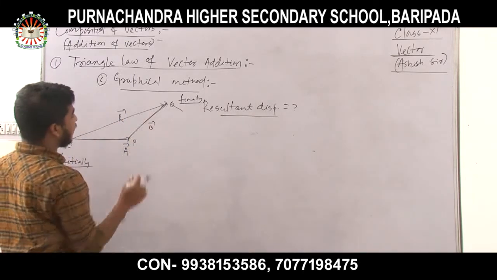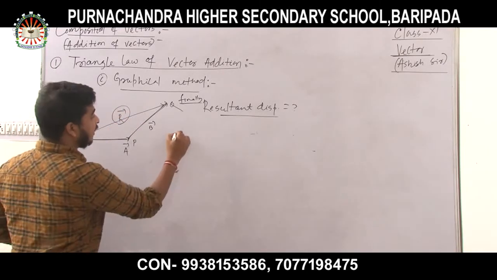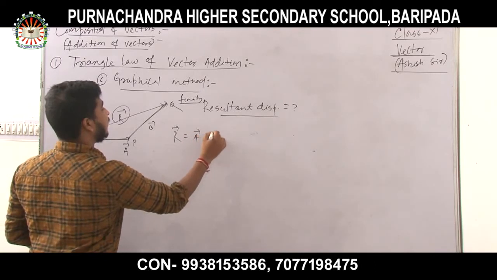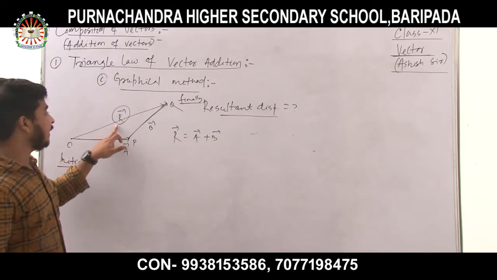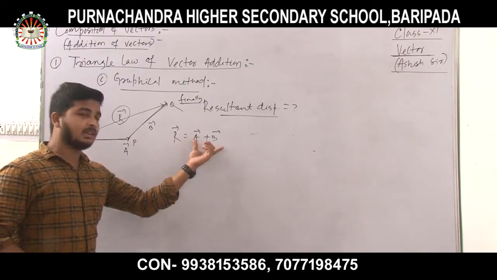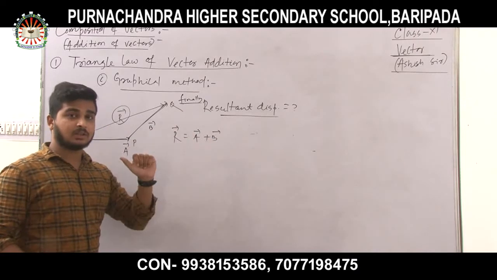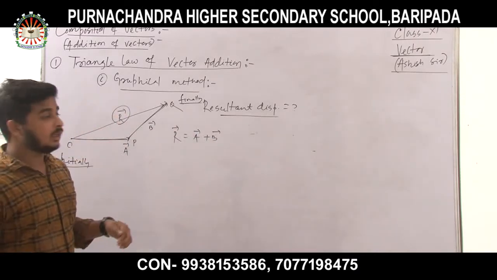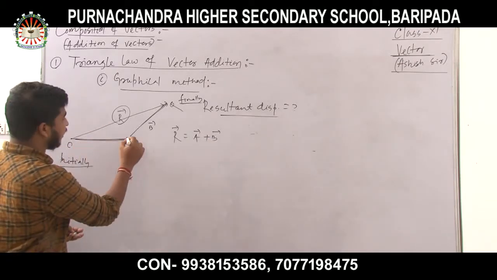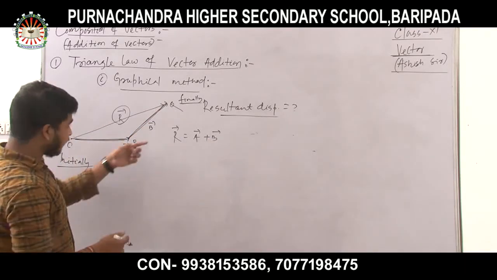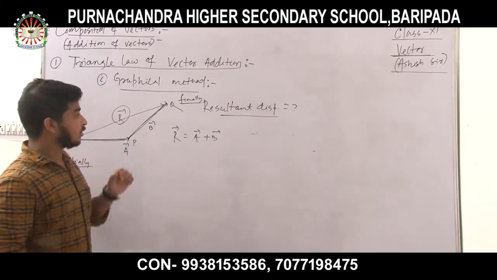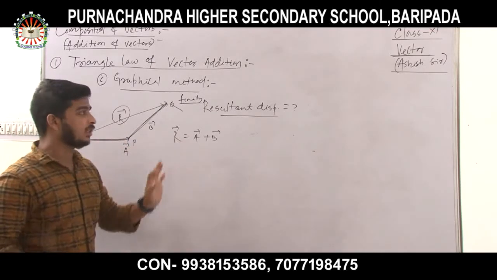So here you can write the resultant vector is equal to a vector plus b vector. You simply cannot add the magnitudes of a and b. You have to follow the vector rules also. But this is a graphical method by which you can find the resultant vector. So this displacement vector and that displacement vector give rise to the resultant vector. So here r vector is equal to a vector plus b vector.